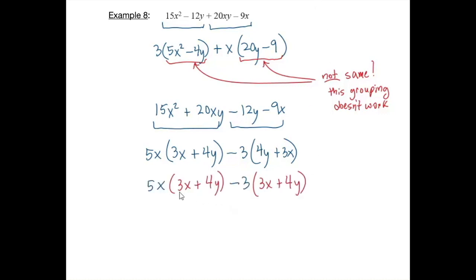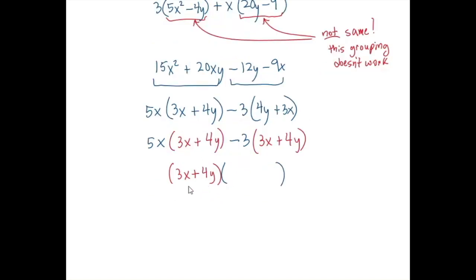Now we have this common factor, 3x plus 4y, and we're going to factor this out as a single unit. If we think of distributing this as a whole unit, this times the first term has to equal 5x times this expression. So we need a 5x in the first term. And this expression times the second term will equal negative 3 times the expression. It's not difficult to see where the 5x and the minus 3 are coming from the previous line.